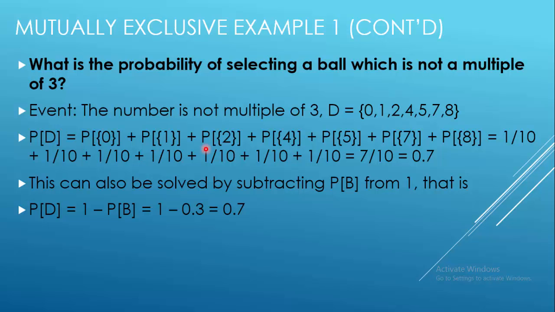And then, what is the probability of selecting a ball which is not a multiple of 3? All the numbers which are not multiples of 3, which is of course other than 3, 6 and 9, are 0, 1, 2, 4, 5, 7 and 8, and we again just add up the probabilities of each outcome, and the final result is 0.7. We could have achieved this result also by just subtracting from 1.